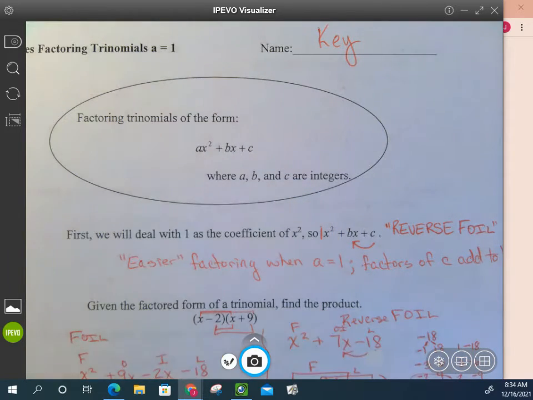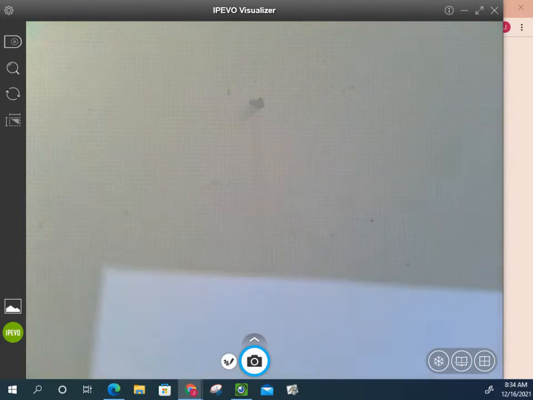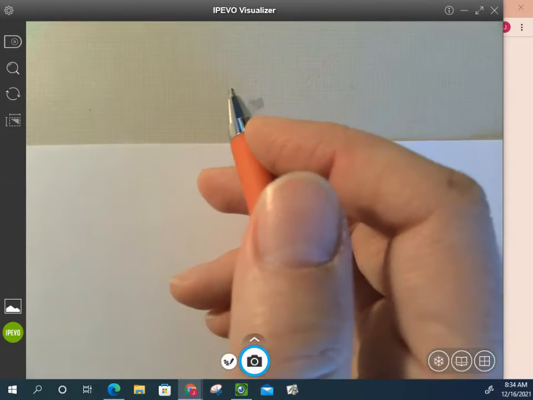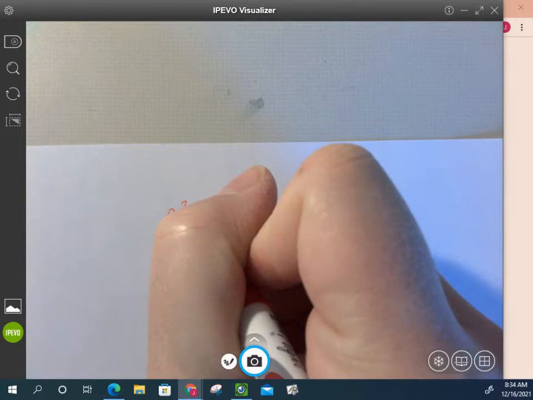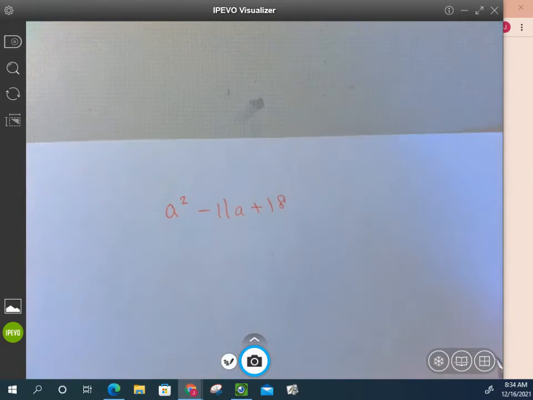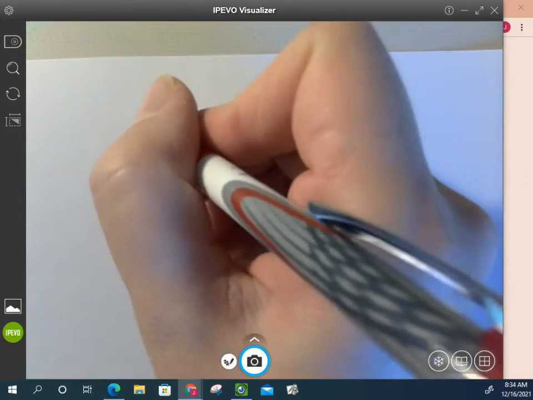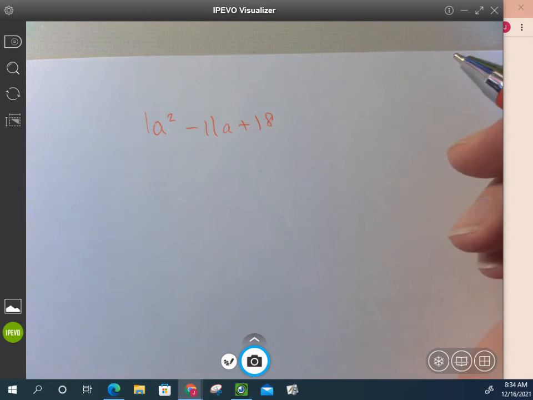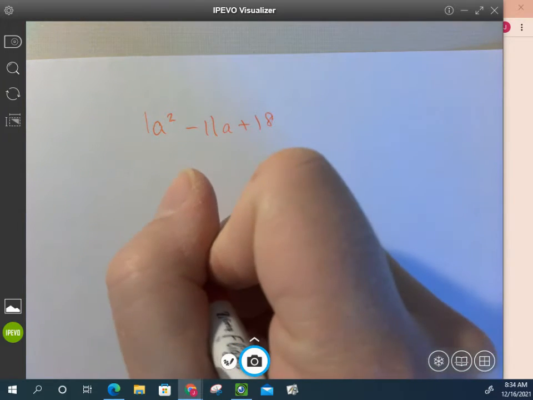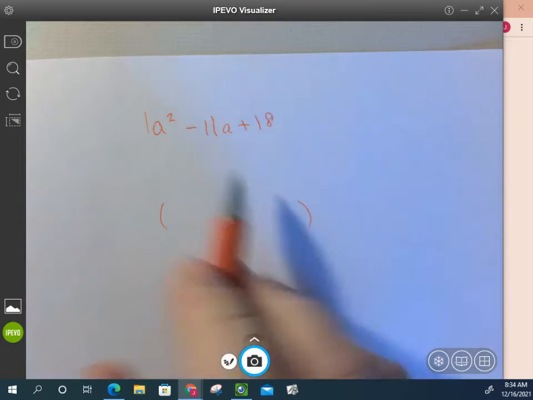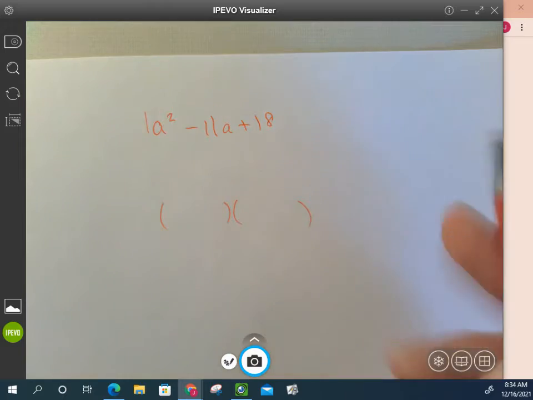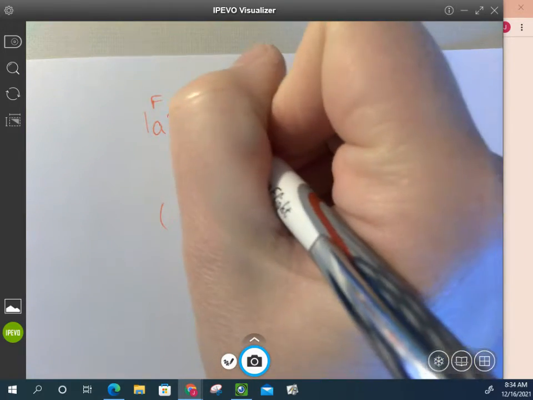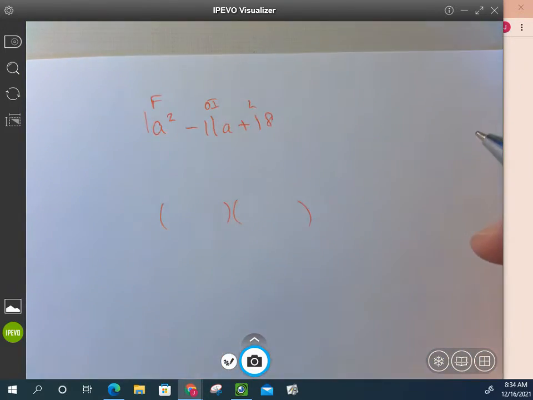Okay, so I just wanted to go over an idea with you. I'm going to use an old example: a squared minus 11a plus 18. When I look at this, I see that the a value is 1, and I want to compare this to what we're doing today. I would jump into reverse FOIL because there is no GCF. If there's a GCF, I'm going to take that out first. Then my next step would be, here's my first, outer, inner, and last. That was our focus with reverse FOIL.